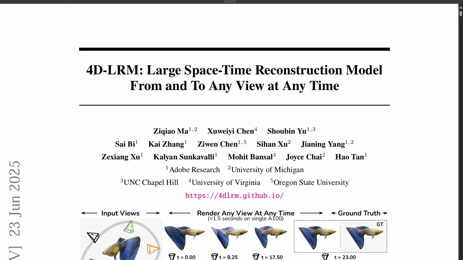That's the key bit. It's really about building a kind of digital twin of reality, but one that truly captures motion. Imagine being able to re-experience an event almost like you were walking through it. Yeah, totally free to choose your perspective, maybe even rewind or fast forward the action. Exactly. So today, our deep dive takes us right into a pretty groundbreaking research paper. It's titled 4D-LRM, Large Space-Time Reconstruction Model from and to any view at any time.